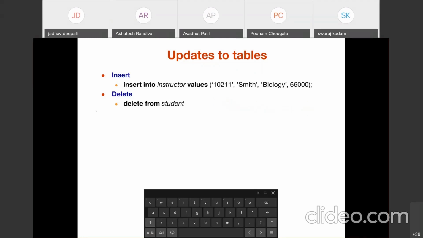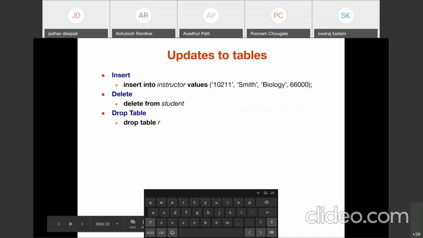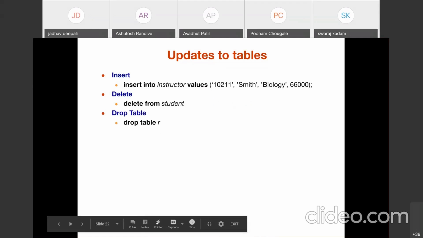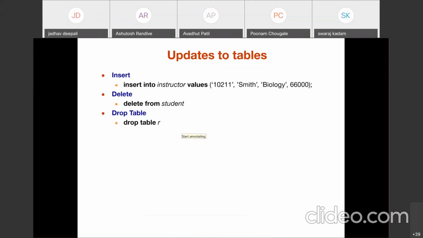So for that the command is drop table. What is the format for drop table? Drop table R. Suppose I write here the command drop table student. What happens when I execute this command in SQL? It drops the entire relation. Entire relation means its schema is also dropped, means the attributes and their domain types, everything is dropped.